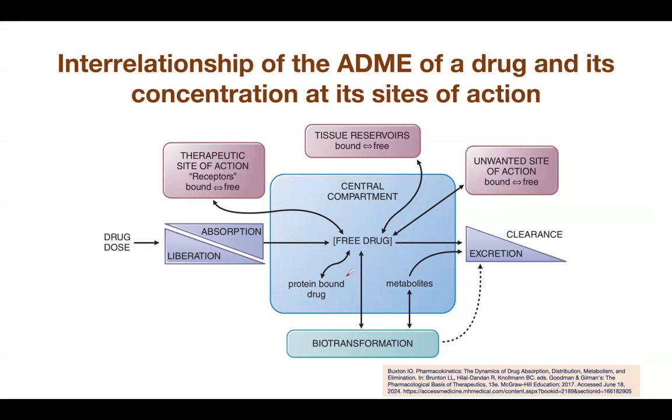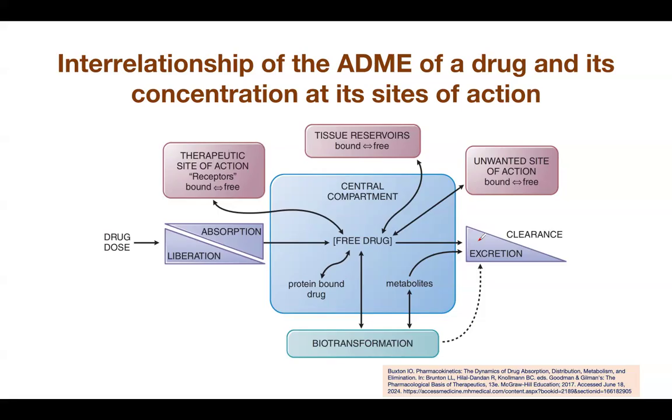In CKD, we know the protein concentration, the albumin concentration, goes down, which is a very critical factor, because drugs that are mostly protein bound will not have that protein to bind with, and ultimately the free drug concentration will be higher, and that may lead to certain toxicity. After that, the excretion part, the elimination of the drug, will also be hampered in our chronic kidney disease patient.